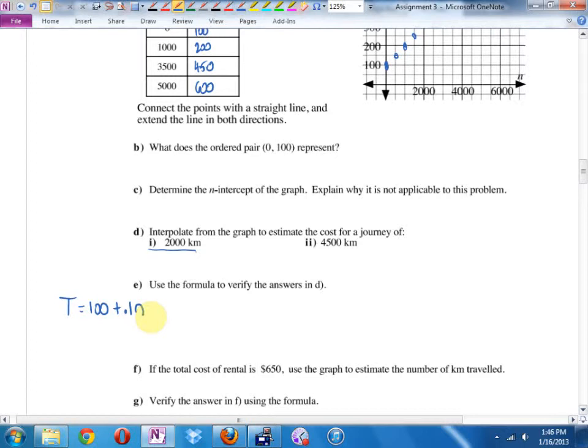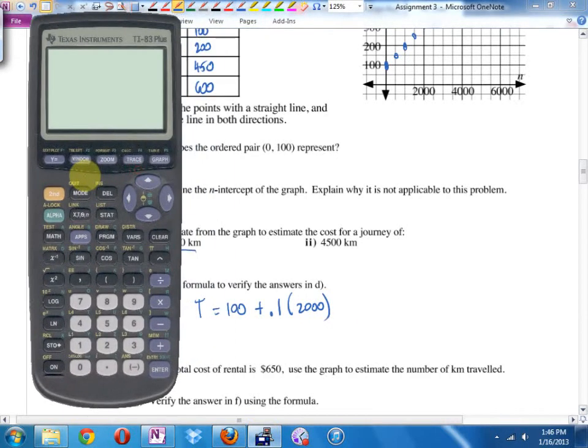So if they give me a number with kilometers next to it, like 2,000, I'm going to put it where the N is. I'm going to go like this. T equals, I'm going to rewrite the 100, I'm going to rewrite the plus, I'm going to rewrite the 0.1, but instead of an N, apparently they want me to do that. Which means I can now go to my calculator because T is by itself already. So now this is plug and chug. This is 100 plus 0.1 times 2,000. You know what? It's going to cost you $300 to go 2,000 kilometers.